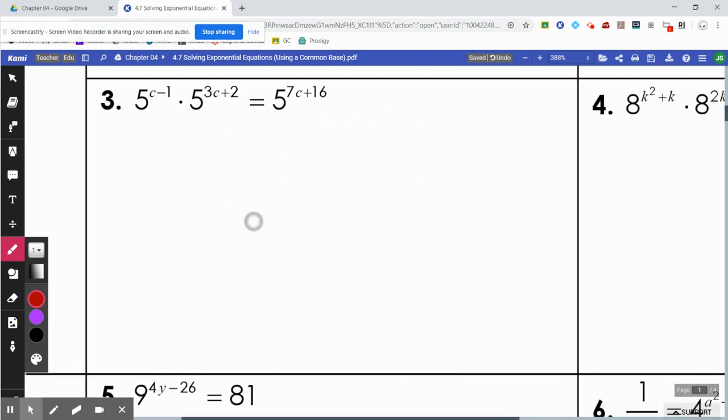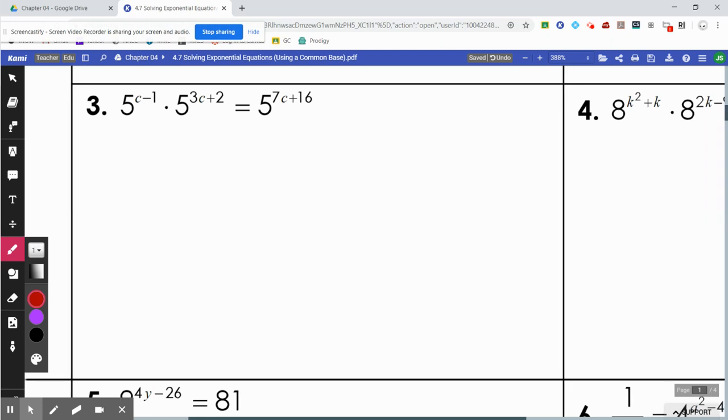Number 3. Here we do have to use our rules of exponents. We have 5 to a power times 5 to a power. Before you can use this principle, you have to combine these. Rules of exponents says if you want to multiply, if you have like bases, all you have to do is take these two powers and add them. 5 squared and 5 to the third would be 5 to the fifth. So therefore, 5 to the c minus 1 times 5 to the 3c plus 2 would be 5 to the, let's add our c's, 4c. And negative 1 and positive 2 would be plus 1. Is equal to 5 to the 7c plus 16.